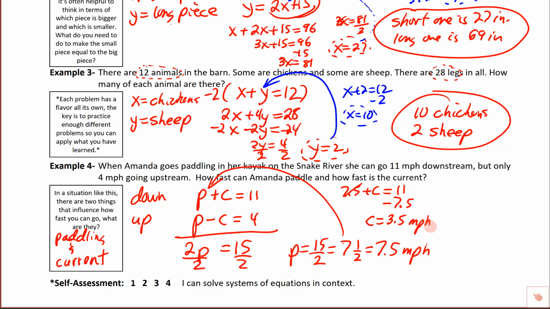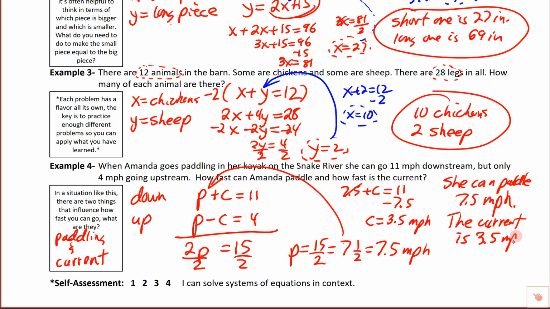So let's go ahead and write down what this means. She can paddle 7.5 miles per hour. The current is 3.5 miles per hour. Now I'm going to circle this, and I just want to do one quick double check here. I want you to think about what this means. We've identified how fast she can go, and we've identified how fast the current is. If we just left it there, we'd probably be okay. But if you can put this back in the context of the problem, you're going to be better able to understand other problems in the long run.